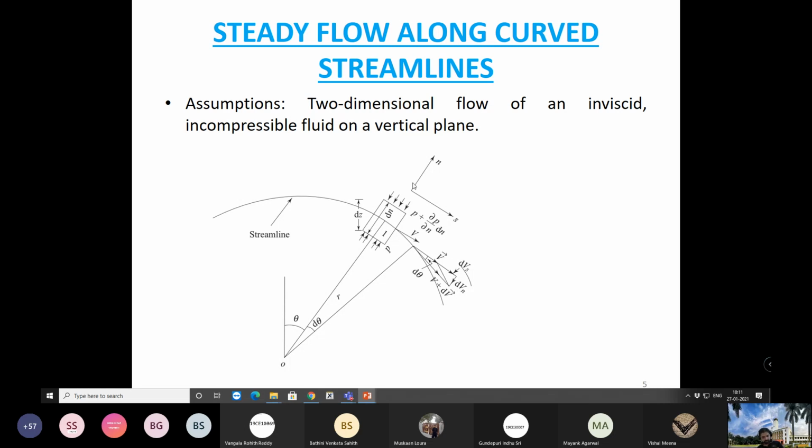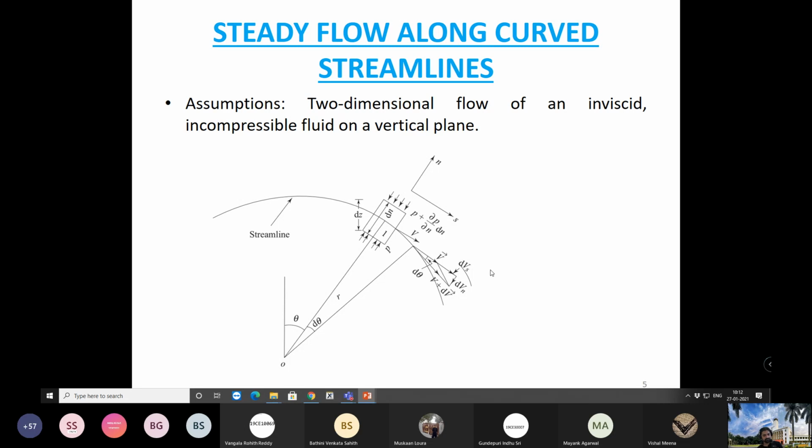So this is the N direction. The differential change in velocity in this direction is going to be dVn. If the velocity at point theta is V, then at theta plus d theta, the velocity is going to be V plus dV. We are going to come to all these derivations very soon. And this angle here is d theta. So this is the description of the streamline here.